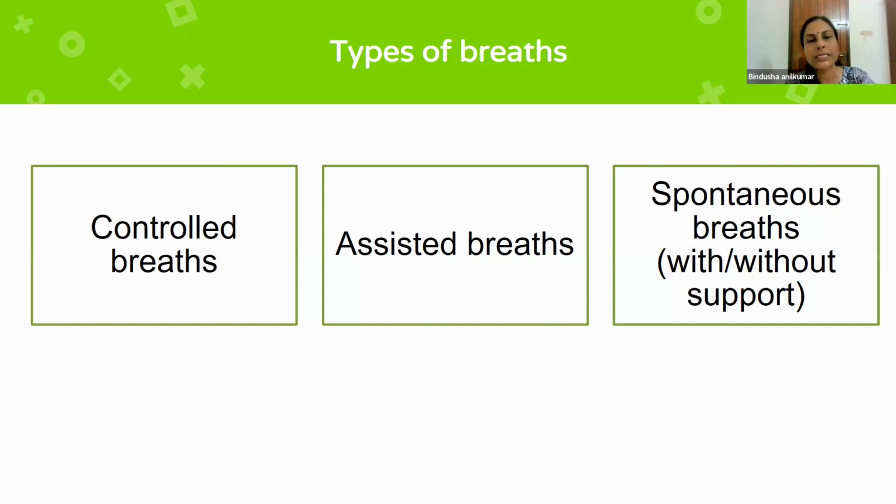So when we are discussing the other things, you need to know that when I say controlled breath, I'm considering a breath which is initiated by the ventilator, and also the ventilator will determine the inspiratory time. And when I say assisted breath, these are initiated by the patient, but the ventilator will determine the inspiratory time and also the pressure limits. And for spontaneous breath, the patient will initiate the breath and also will determine how long to breathe. That will also be determined by the patient.